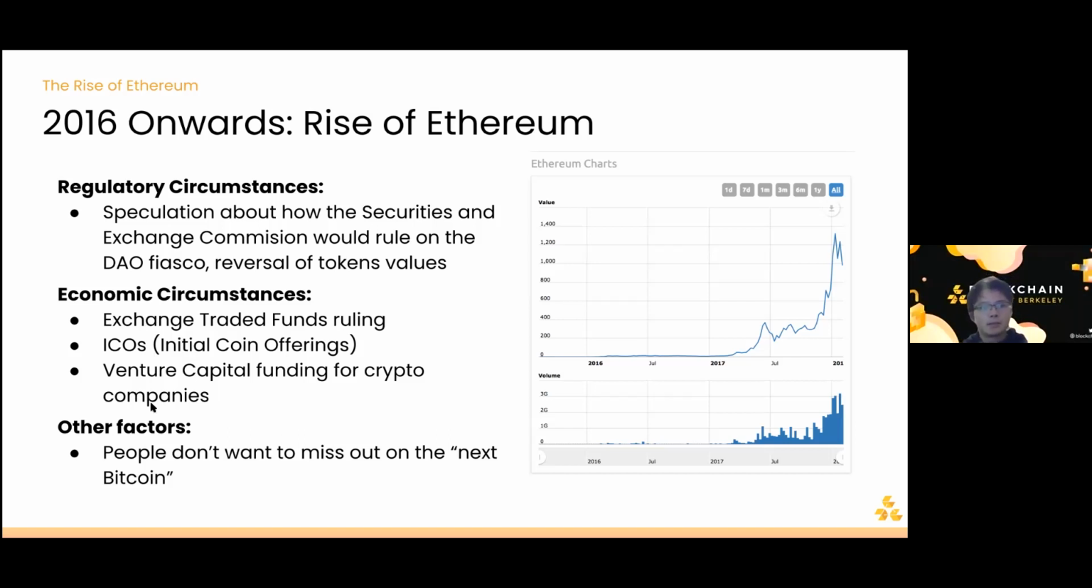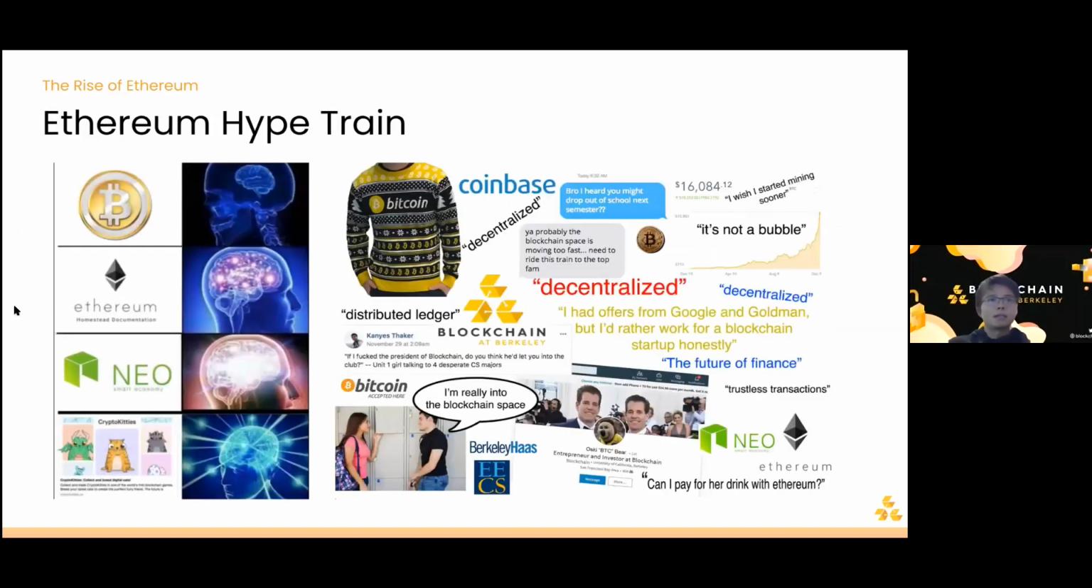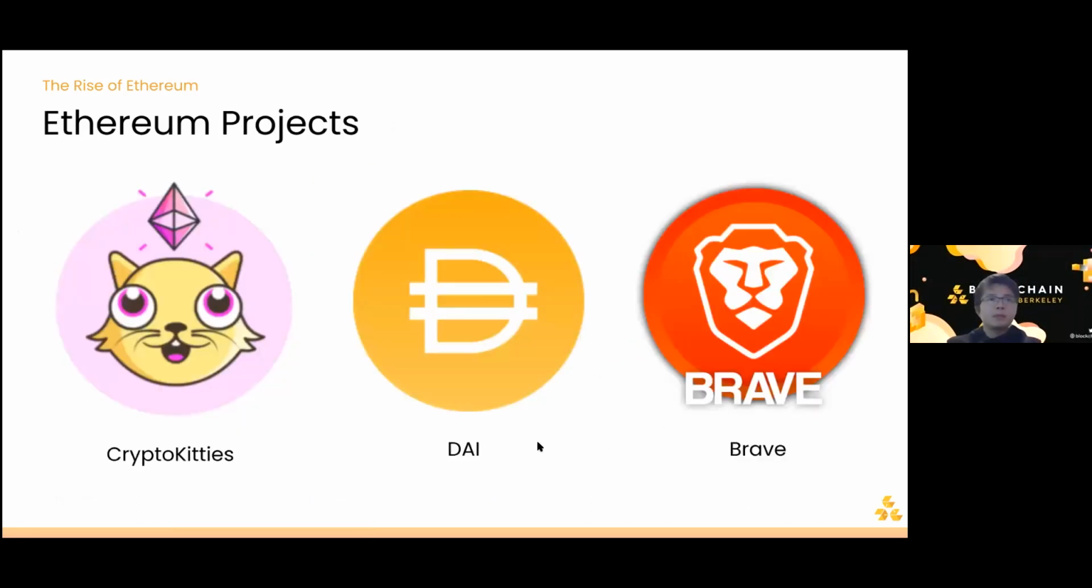Some other factors were that people just didn't want to miss out on the next Bitcoin, and it just kept rising. This is some of the hype from that time. There are a lot of things like Bitcoin, Coinbase, all kinds of memes, and you can go and look at a lot of these things. It's pretty funny.